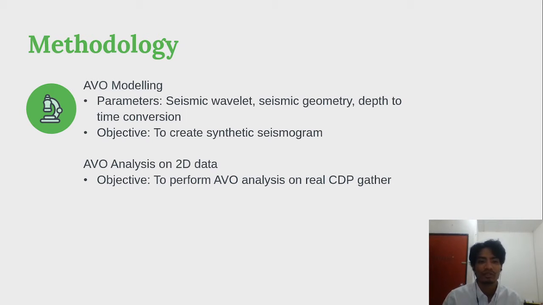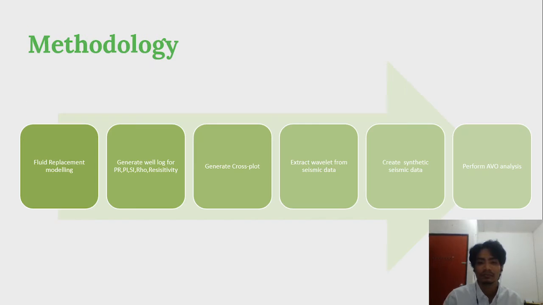Next is AVO modeling. Parameters for AVO modeling are seismic wavelet, seismic geometry, and depth to time conversions, and the objective is to create a synthetic seismogram. And lastly is AVO analysis on 2D data. The objective is to perform AVO analysis on real CDP gather. This is the workflow for this project.